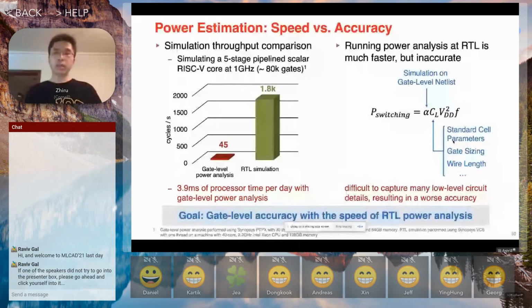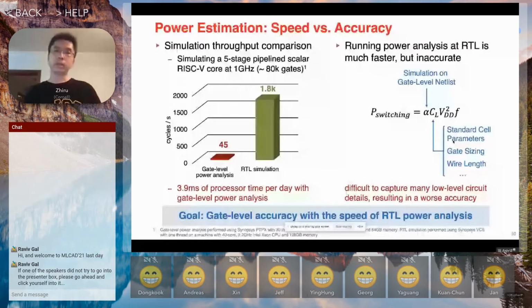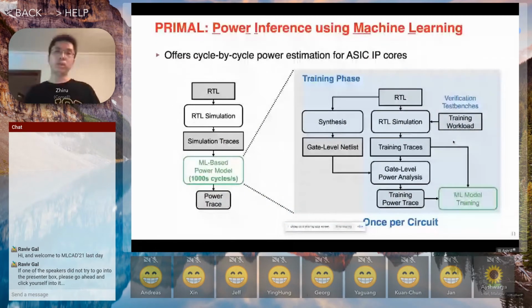But still, it's useful to ask this sort of question, and also state an ambitious goal. Can we make use of ML to achieve gate level accuracy, but at the same time achieve the speed of RTL simulation? Is it even possible? I argue that if you focus on design-specific learning, on a reusable ASIC IP, this goal might be realistic. So here's our flow.